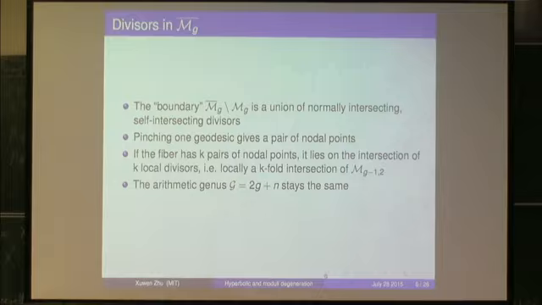And this will lie on the intersection of k local divisors, where the k local divisors are all parts of this M_{g-1,2}, which is genus g minus 1, and we have a pair of nodal points. Also, I should say here, this degeneration doesn't change the arithmetic genus, because this arithmetic genus is 2g plus n. So say if we go from M_g to M_{g-1,2}, this is still 2g.